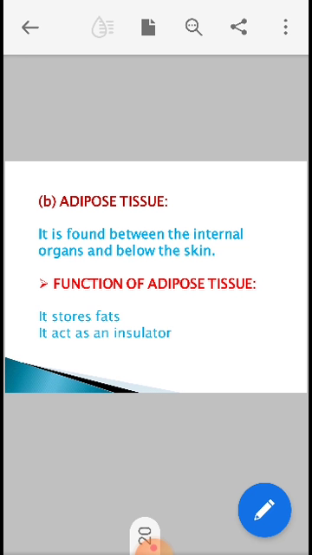An insulator is a material that does not allow heat to pass through, and does not allow transfer of heat. The heat, or cold, or anything, does not transfer quickly. So again, these adipose tissues store fat. So the parts of the body where the adipose tissue is stored are comparatively fat, because of the deposition of the fat. You might have found that in people who are fat, these adipose tissues are collected at one place, and because of that the person appears fat.